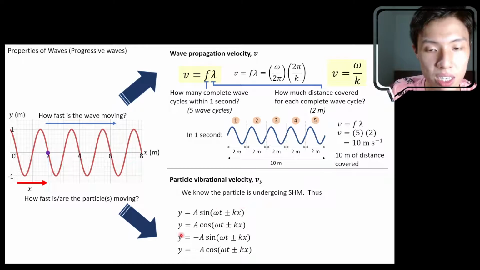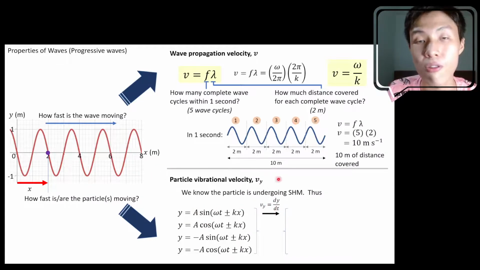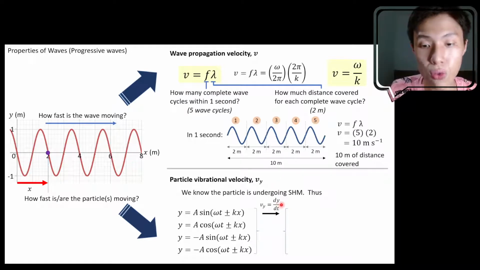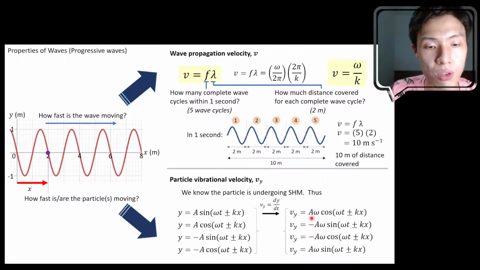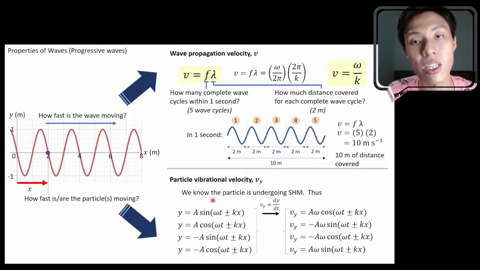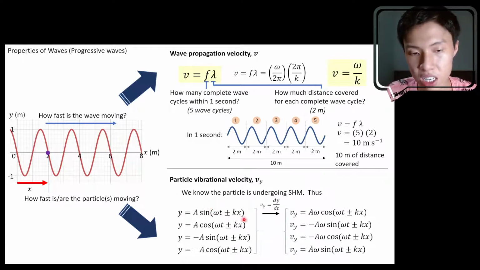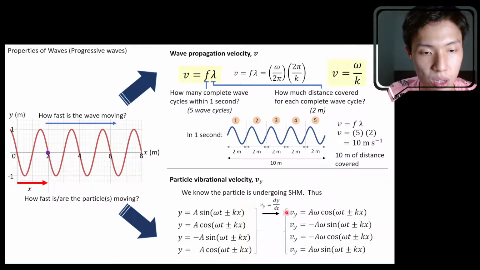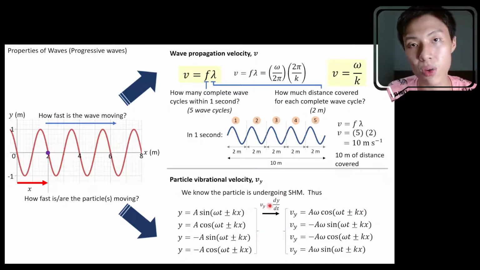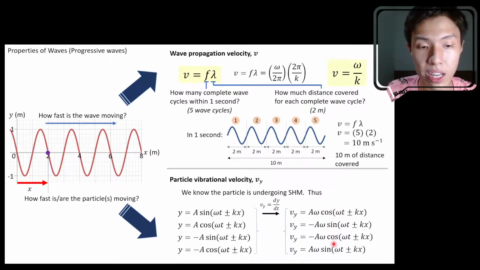So we know that this equation here, we can differentiate it against time, then we'll get the particle vibrational velocity. If you do the differentiation yourself, you see that the equation for particle vibrational velocity is different depending on what your displacement equation is. So be careful, this is not a general equation. The main thing that you need to do is to differentiate the displacement equation. And once you differentiate the displacement equation, only then you know what it looks like.